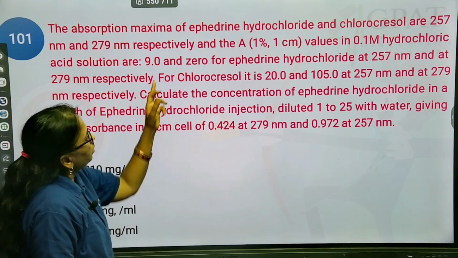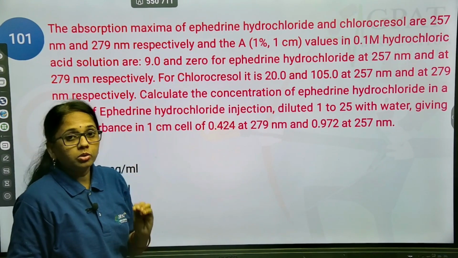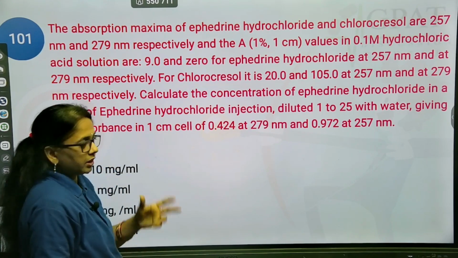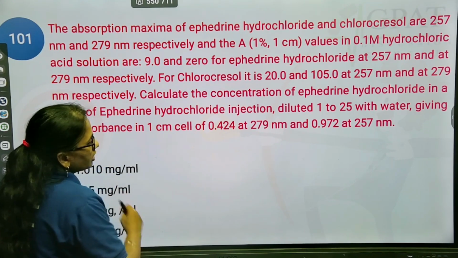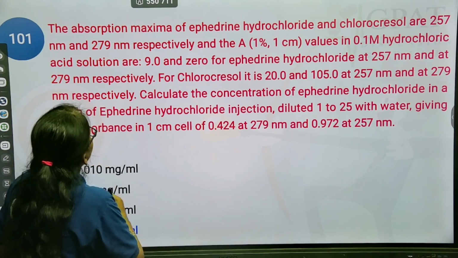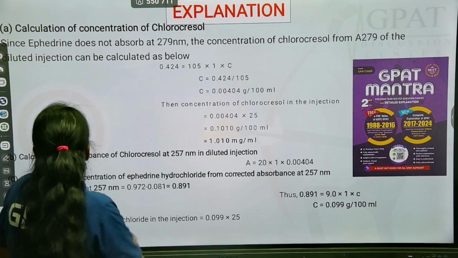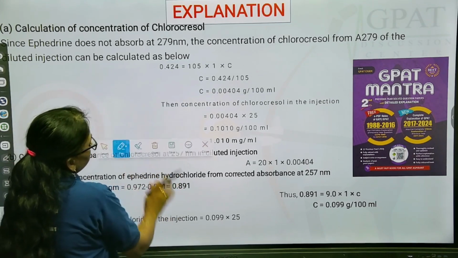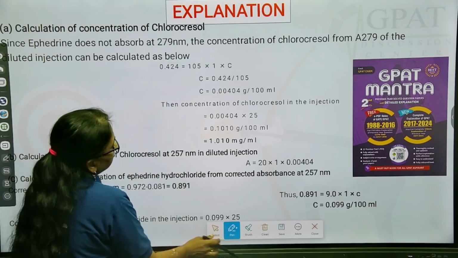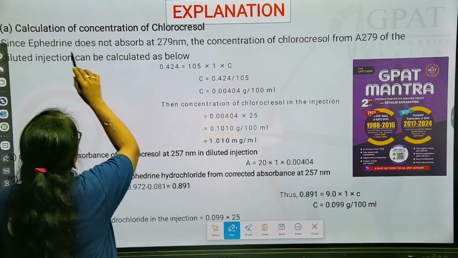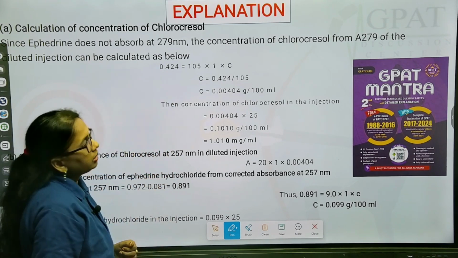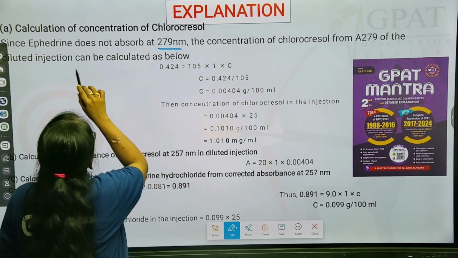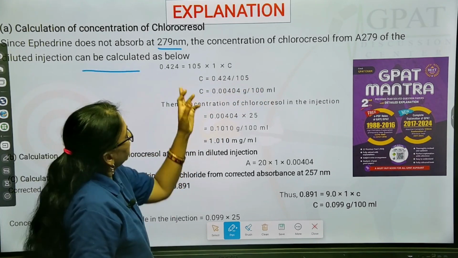So at 257, first we need to correct the absorbance value for ephedrine hydrochloride. Then we can easily determine the concentration. Let us see how we can calculate this. First, chlorocresol, because chlorocresol is going to have absorbance at both wavelengths. That means ephedrine does not have any absorbance at 279 nanometers. The concentration of chlorocresol at 279 nanometers can be determined like this.